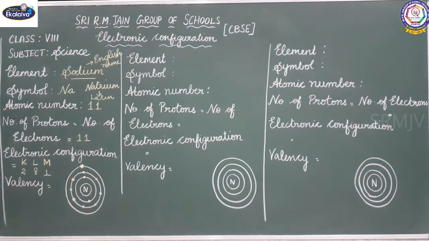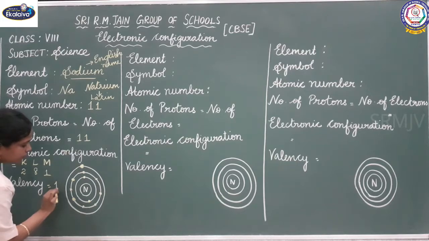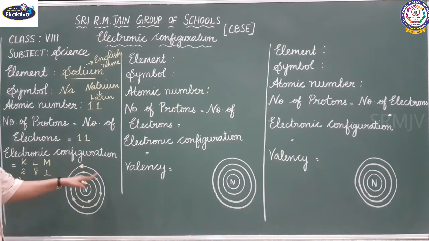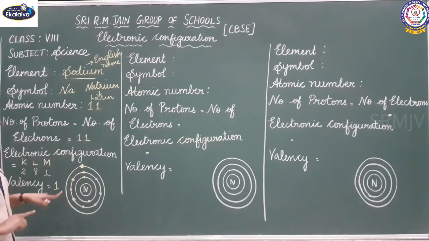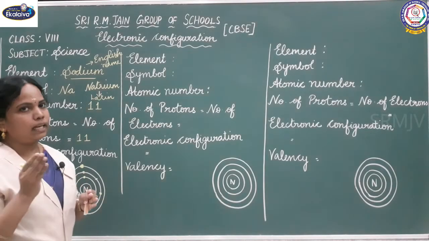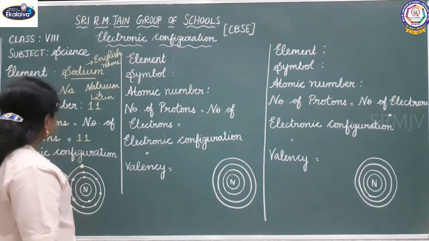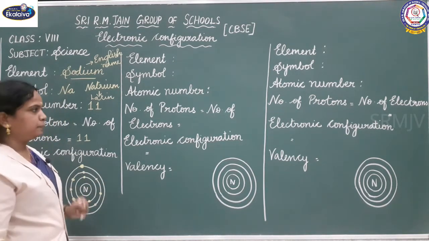What is the valency of sodium, children? It is 1. Because the outermost shell contains 1 electron. So, the valency of sodium is 1. In the previous class, we discussed that if the valence electrons are 4 and below, then the valency is the same as the number of valence electrons. So, the valency of sodium is 1.